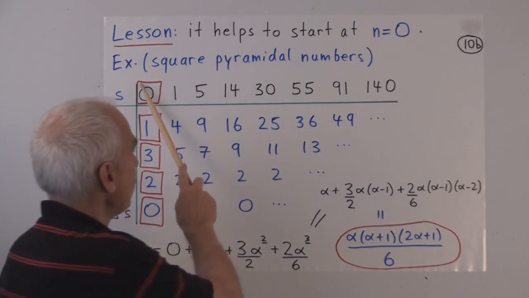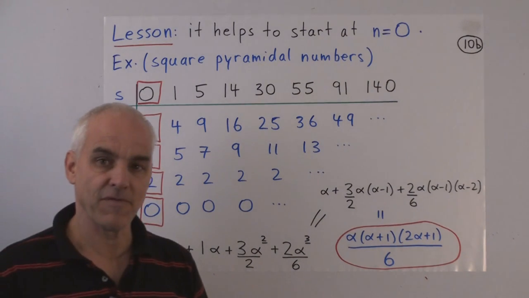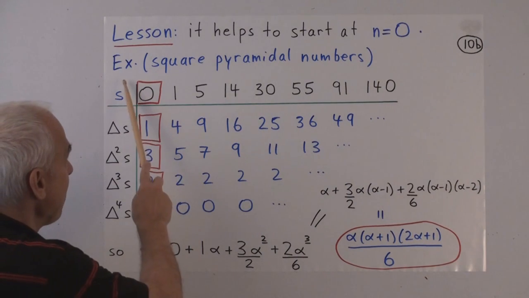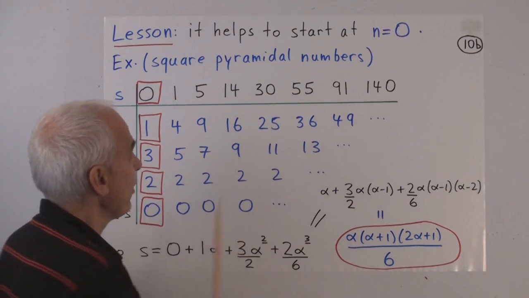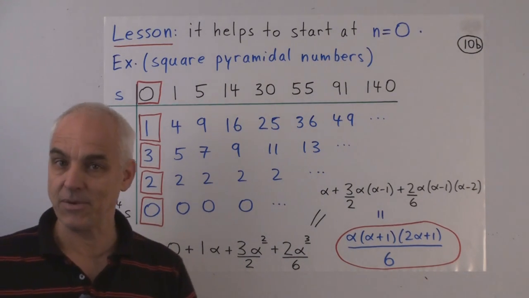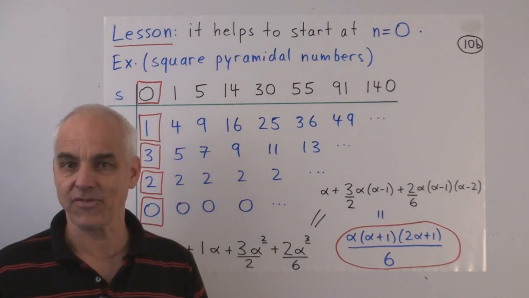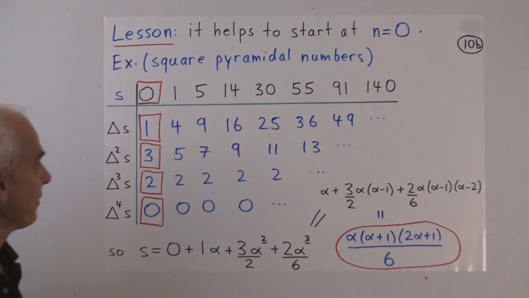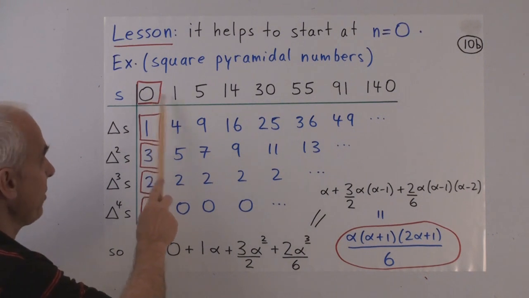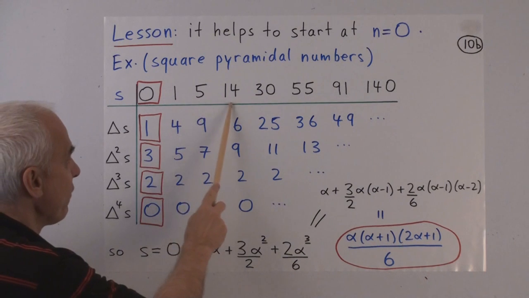So let's now have a look at a specific example and see how this Newton formula works in practice. We'll look at the example of the square pyramidal numbers, and now we're going to start at 0 because we've learned that we should start our sequences at 0 for this difference calculus to work efficiently. So we're going to start the sequence at 0, so that's the 0th term, that's the first term, the second term, and so on. 0, 1, 5, 14, 30.